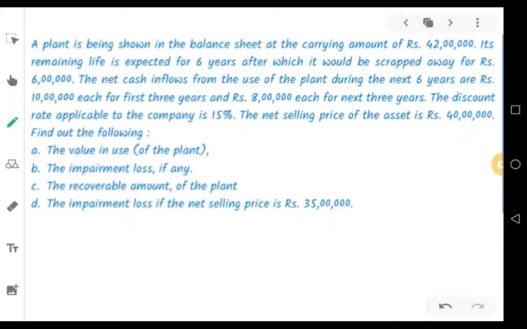We are working sums on Indian Accounting Standard number 36, that is impairment loss. Let us solve one more problem in this video.